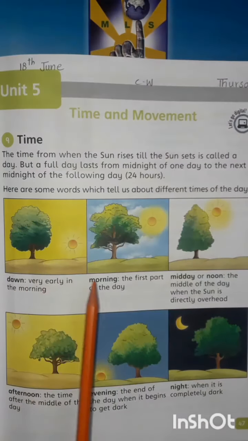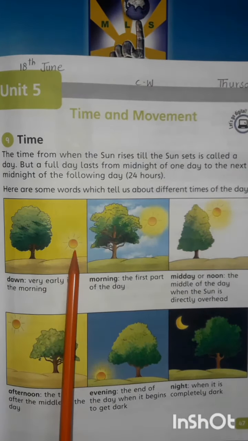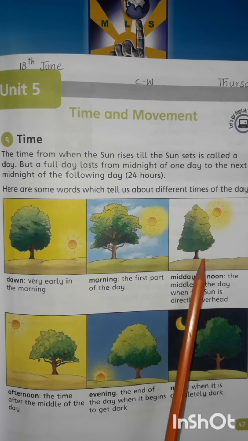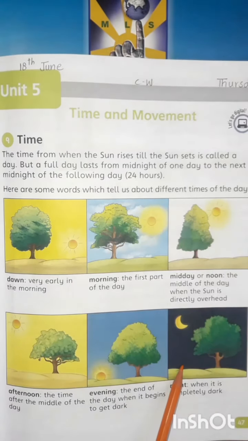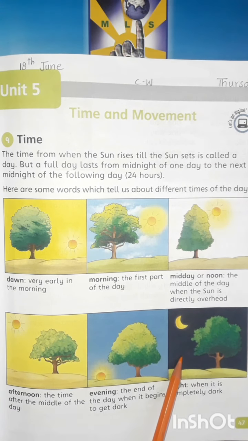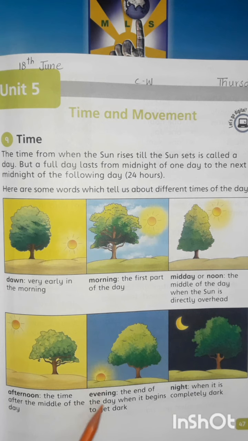Dawn, look, the sun has just risen. Morning, this is the time we go to school. Midday or noon, we have a lunch break at this time. Afternoon, afternoon is the time where we sleep or take a nap in the summers or play. Evening, it starts to get dark outside in the evening as the sun is setting. Night, the sun is gone at this point. We sleep at night. Evening is also a good time to do homework.